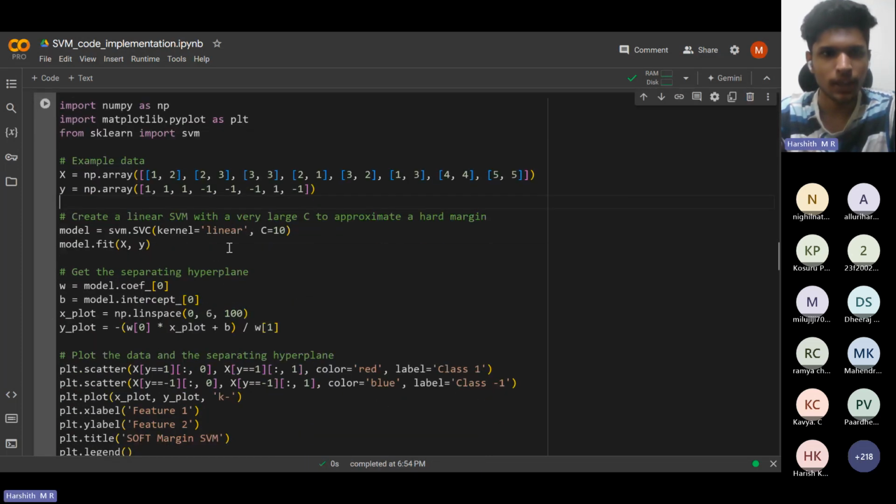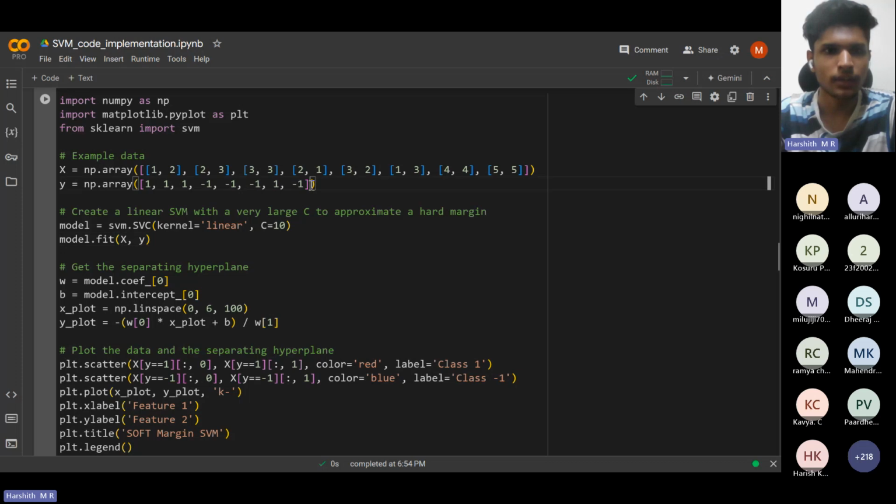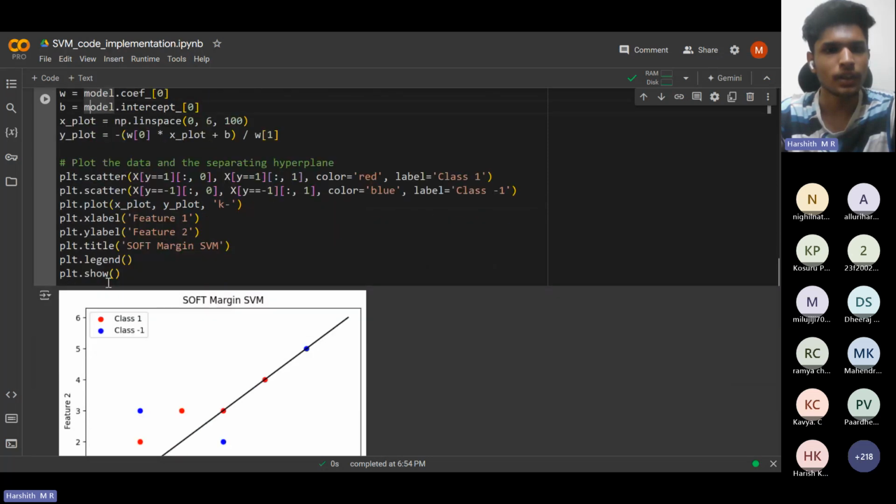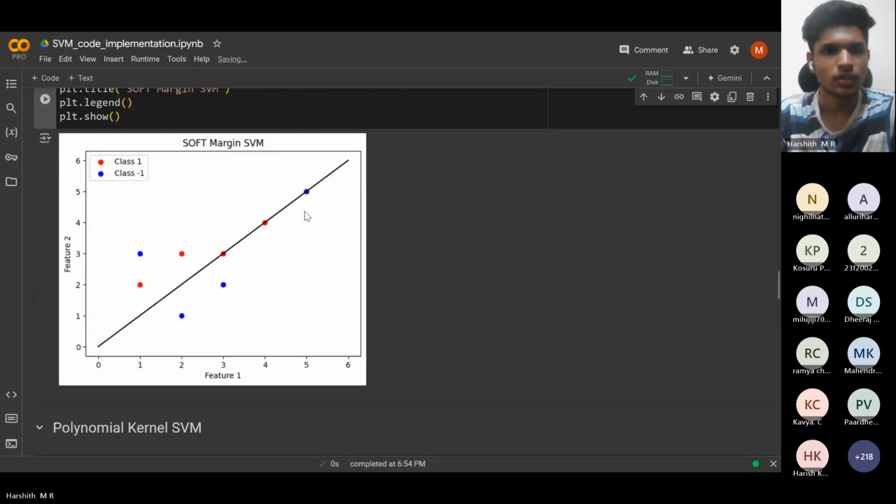So a lower C value would ease out the constraints, and similarly we'll define the data points. This data point is similar to the previous definition. We'll define the model, and after training we'll get W and B values. When you plot it, you'll get a curve like this. So this is how our soft margin SVM was able to classify the points.